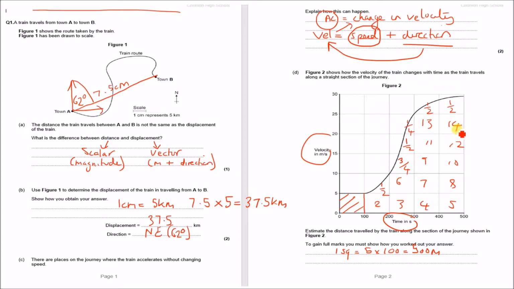So we've got 14 squares, and we're going to add it to these 3 little squares, so that gives us 17 squares. We're going to multiply that by the area of 1 square, which is 500. 17 multiplied by 500 is going to give you a distance travelled of 8,500 meters. Okay.